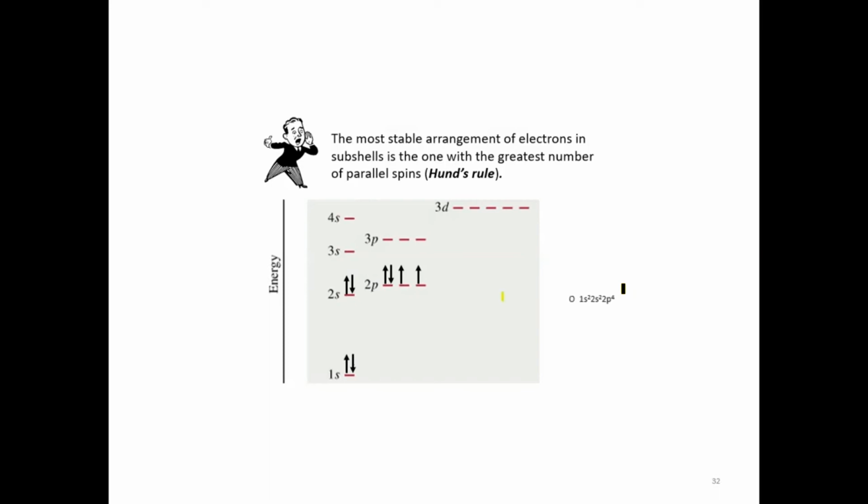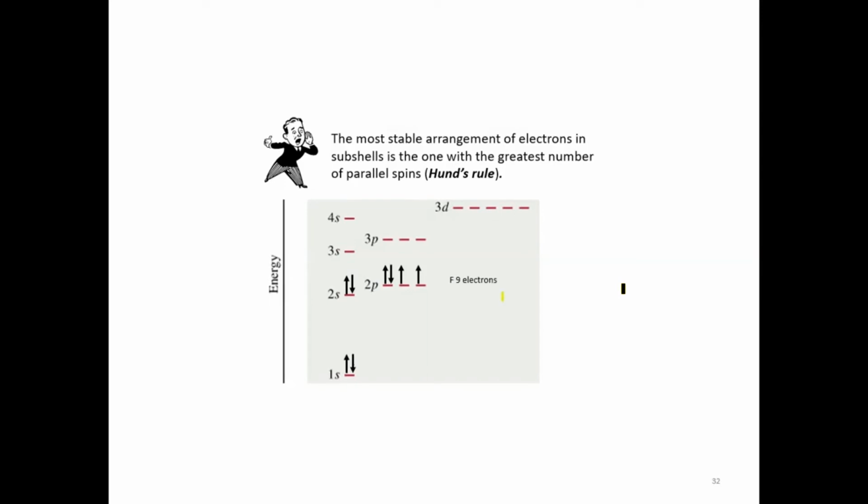The configuration then would be 1s2, 2s2, 2p4. Notice the 4 electrons in the 2p subshell. You have to kind of infer that one of those orbitals must be occupied completely.